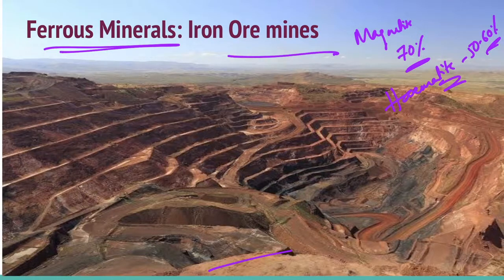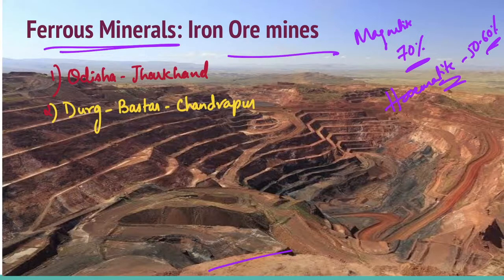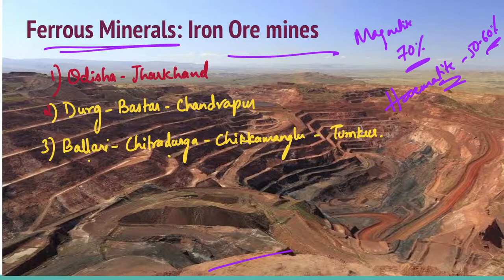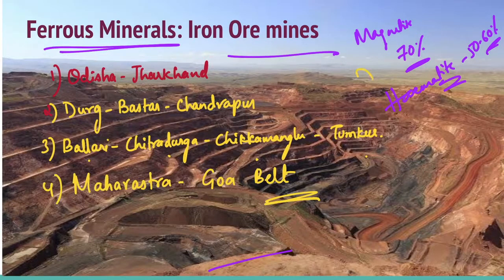Sedimentary rocks on the western and eastern flanks of the peninsula in Gujarat and Assam have most of the petroleum deposits. The vast alluvial plains of North India are almost devoid of economic minerals. This variation exists largely because of the differences in the geological structure, processes, and time involved in the formation of minerals. Let's see some of the major iron ore belts in India. Odisha Jharkhand belt, Durg Bastar and Chandrapur belt, Ballari Chitradurga Chikmagalur Tumkur belt in Karnataka, and Maharashtra Goa belt. These are the four major iron ore belts in India.